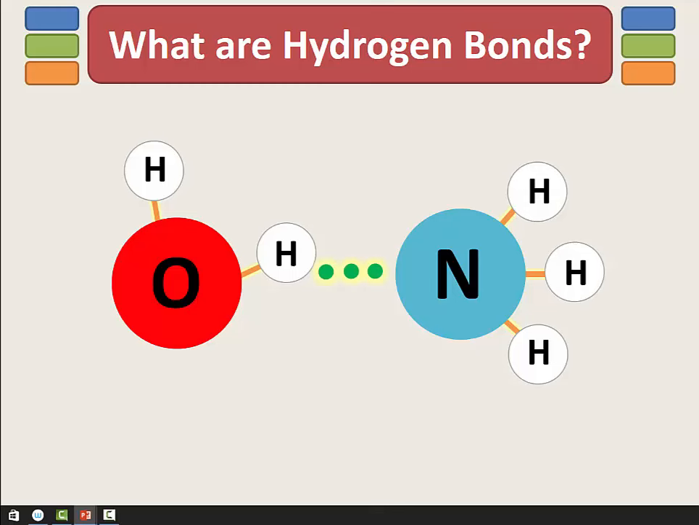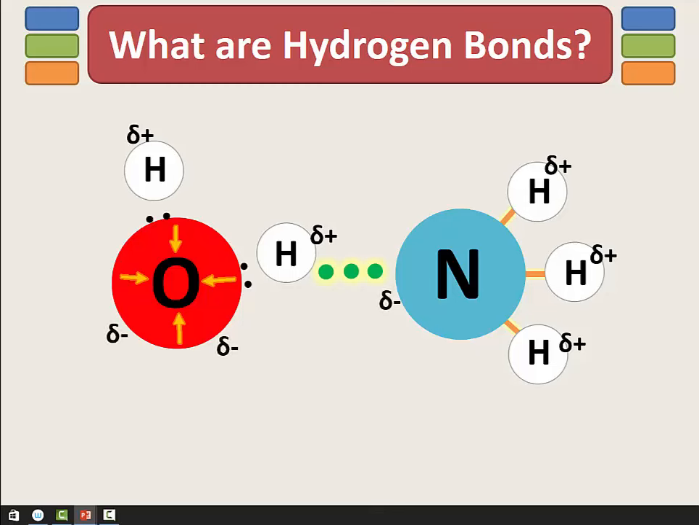Hopefully, you'll remember from our last tutorial that the difference in electronegativity between hydrogen and oxygen, or nitrogen, creates a polar covalent bond which pulls the paired electrons farther away from the hydrogen. This pull of electrons is just strong enough to make the hydrogen partially positive, and the oxygen or nitrogen partially negative.